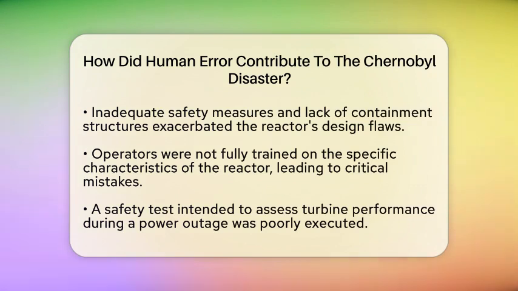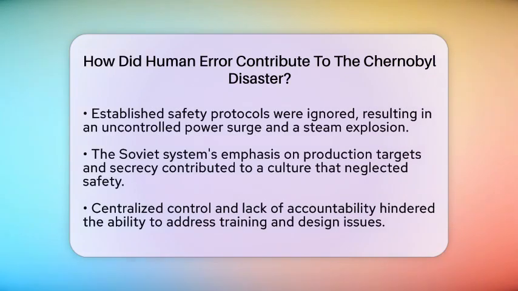The operators at Chernobyl were not fully trained on the specific characteristics of the RBMK reactor. This lack of understanding led to a series of critical mistakes during the safety test. The test aimed to see how long the turbines would keep the cooling systems running if there was a power outage. However, the operators failed to follow established safety protocols. This negligence resulted in an uncontrolled power surge, which ultimately caused a steam explosion.